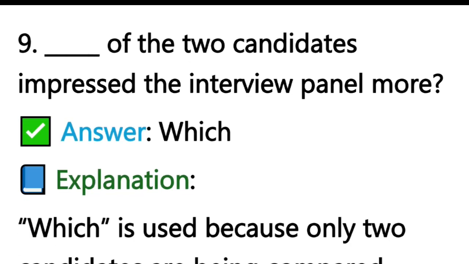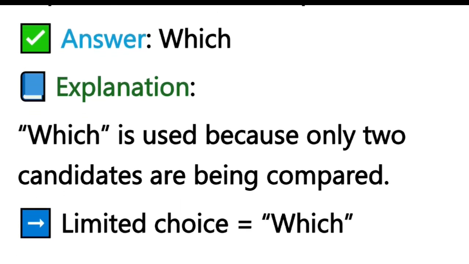Question number 9. Dash of the two candidates impressed the interview panel more. Answer will be which. Which of the two candidates impressed the interview panel more? So there are two candidates only. It means choices are just limited. So we have used which for the limited number of choices. Which is used because only two candidates are being compared. Since there are limited choices, we have used which for that matter.